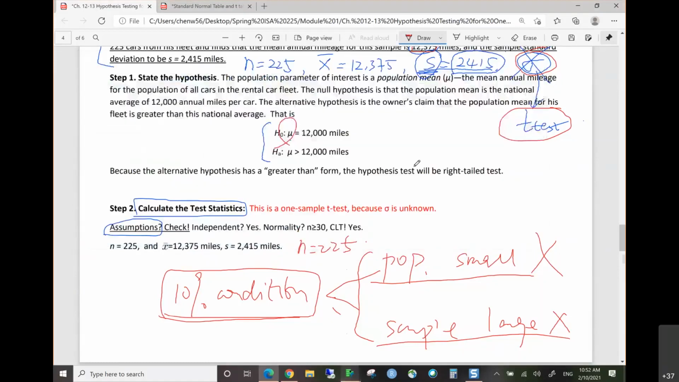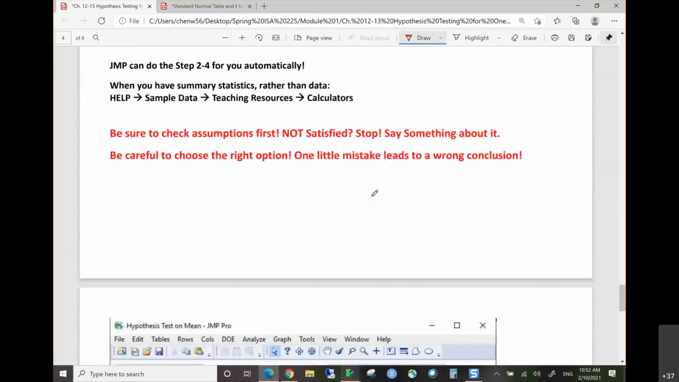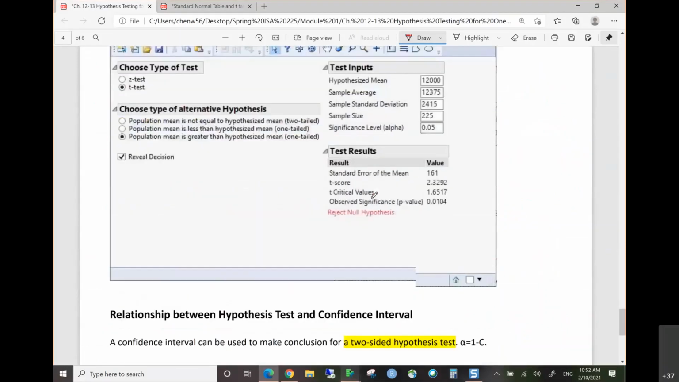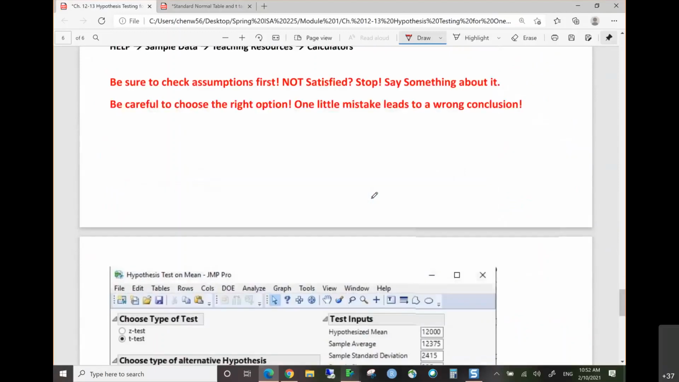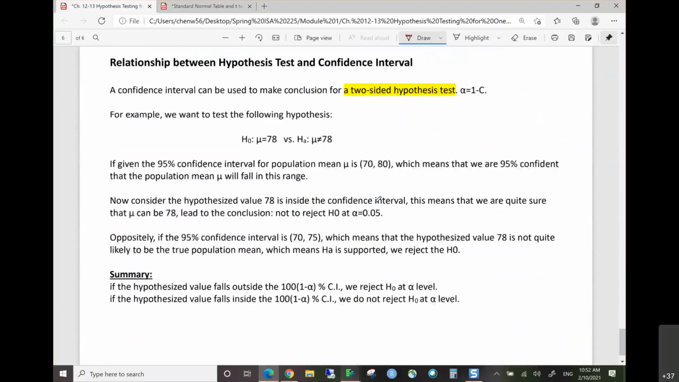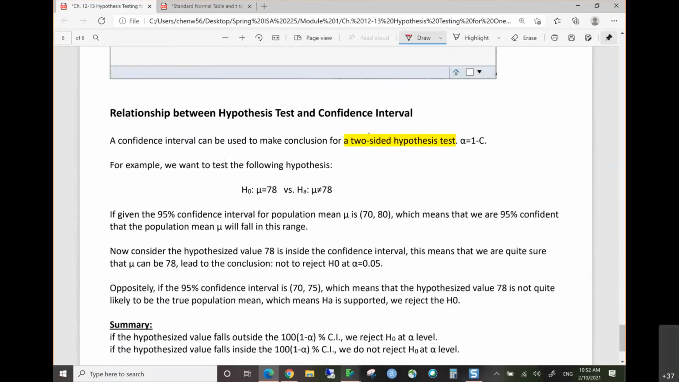All right. Okay, so we are done with the JMP practice, and the last topic we want to talk about in this chapter is the relationship between the hypothesis test and confidence interval. Right. So we talked about the confidence interval in the last chapter, right? So we say once we have a sample mean, we allow a margin of error to the left and a margin of error to the right, so that we have a confidence interval, right?